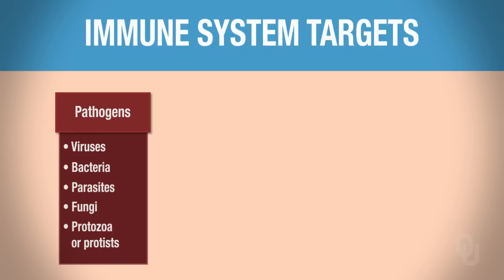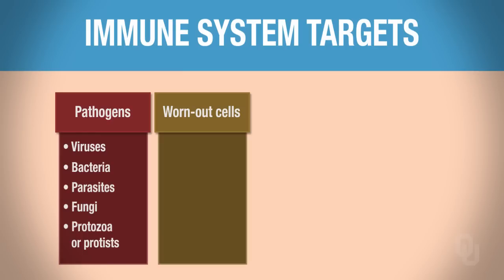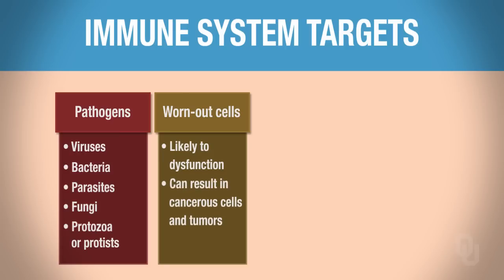Now, there are also other targets for your immune system. So worn out cells. As cells in our body start to wear out and die, there are now targets for the immune system because when it's wearing out and dying, it's more likely to start dysfunctioning and can result in cancerous cells, can cause tumors and all sorts of things. So you want to kill the worn out, dying cells.